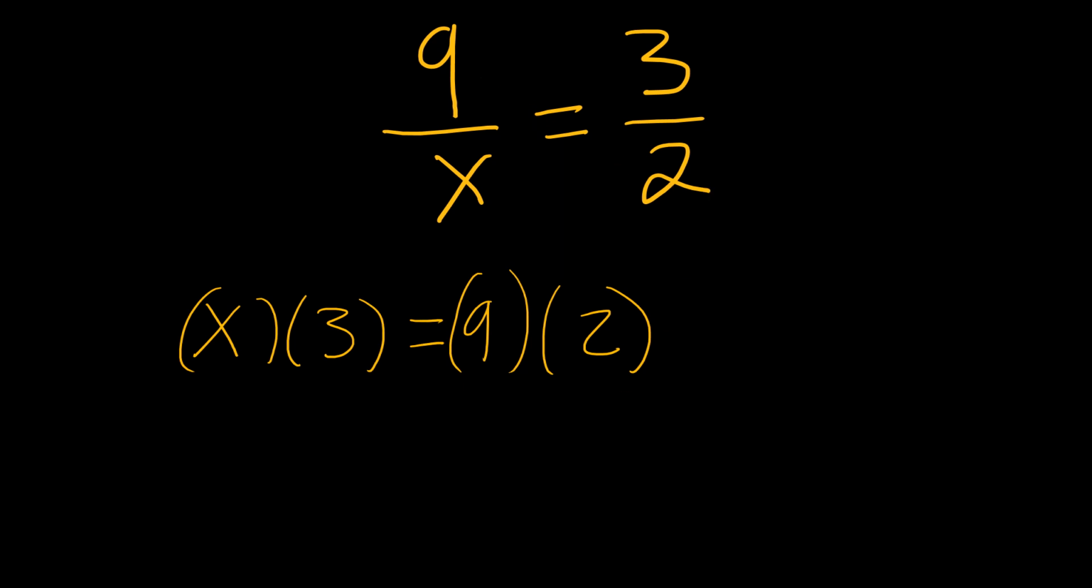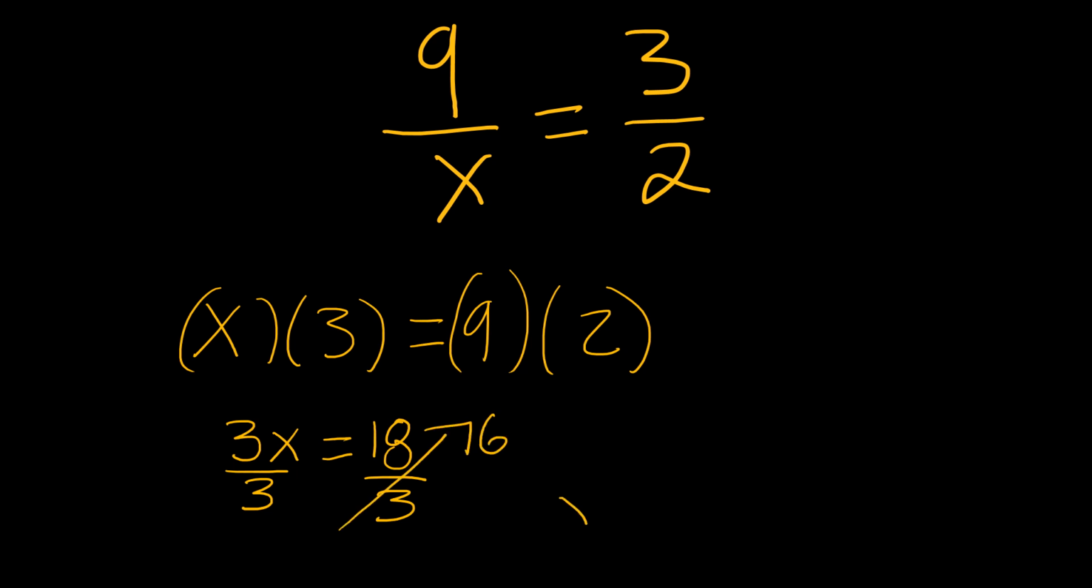So now if we simplify further, we're going to get 3x equals 18. And because that 3 is being multiplied by x, we're going to need to divide by 3 to undo the multiplication. And when we divide 18 by 3, it goes to 6. So therefore, x is equal to 6.